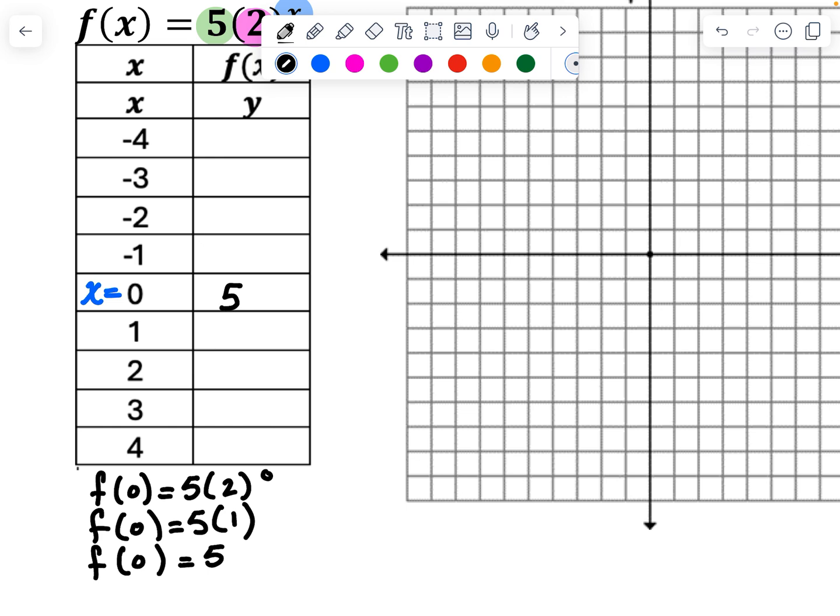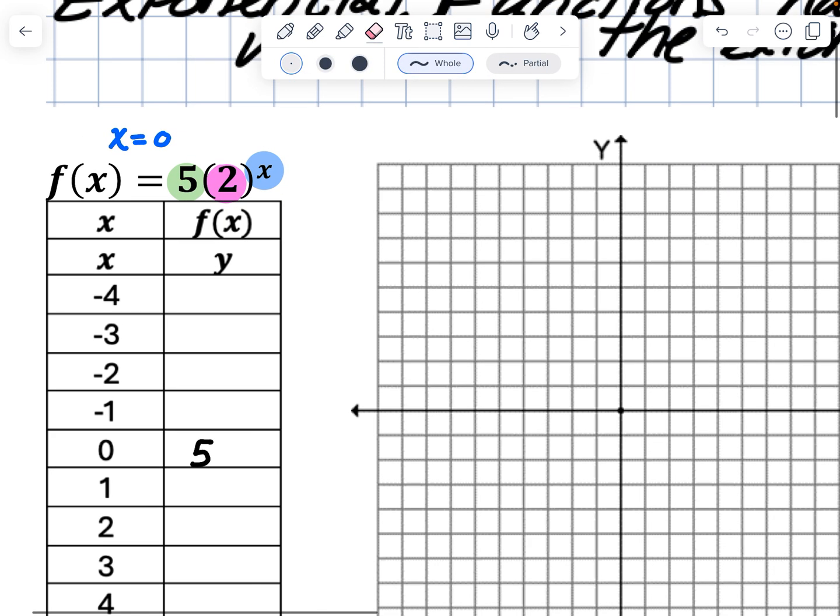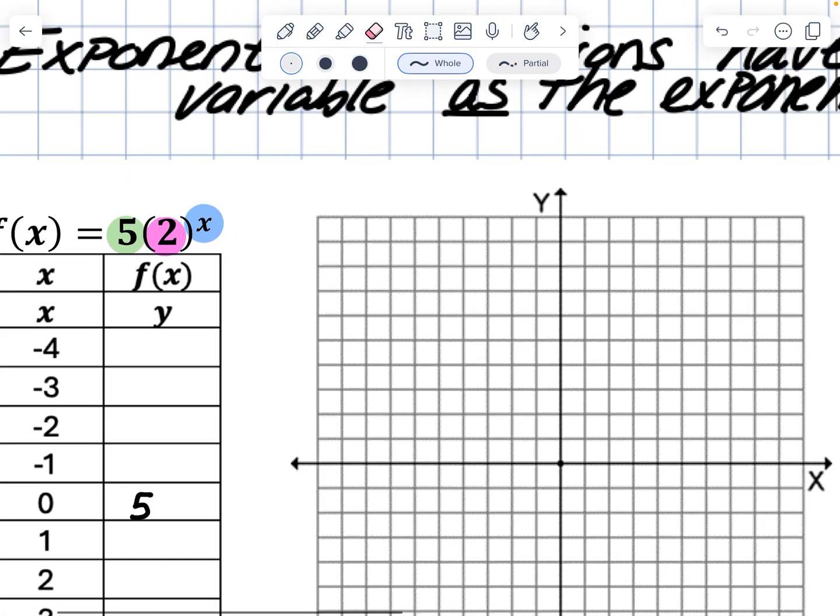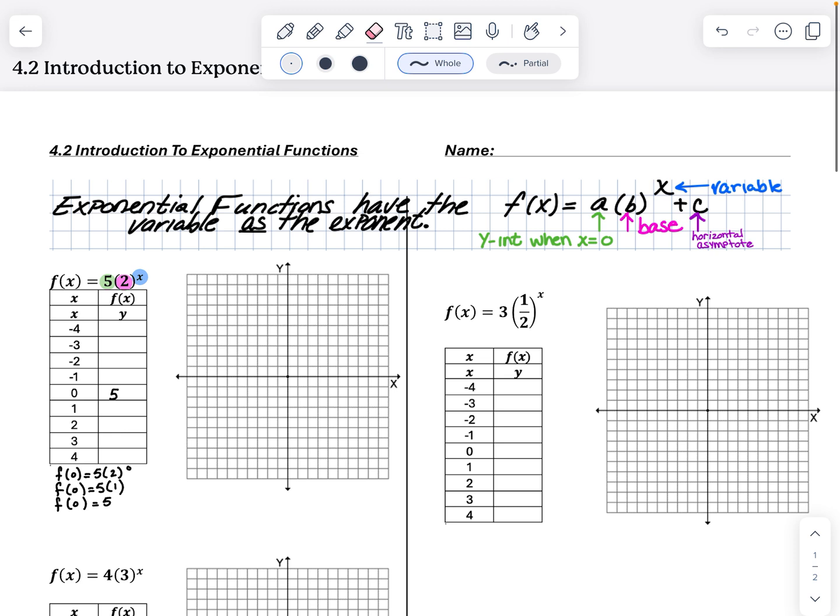So this is the number 5, which, if we look at what we have in our notes here, we will notice that it tells us that this value, this constant, is the y-intercept when x equals 0. All right, so there we have it. And now we know why. So let's change the value of x.